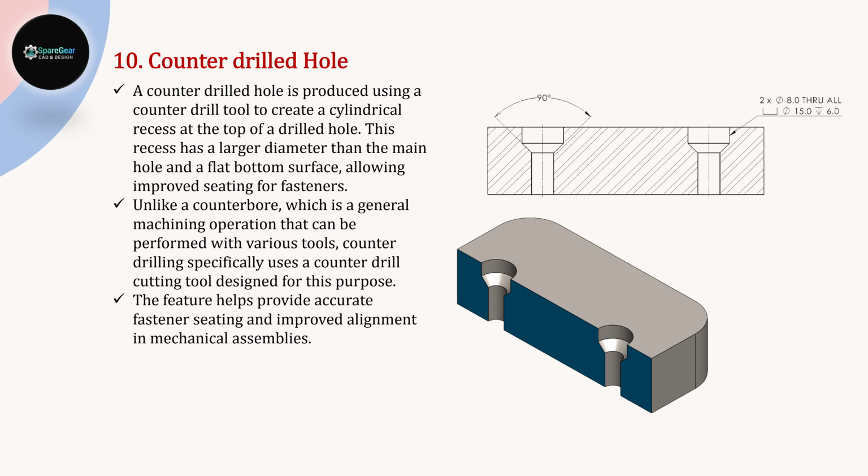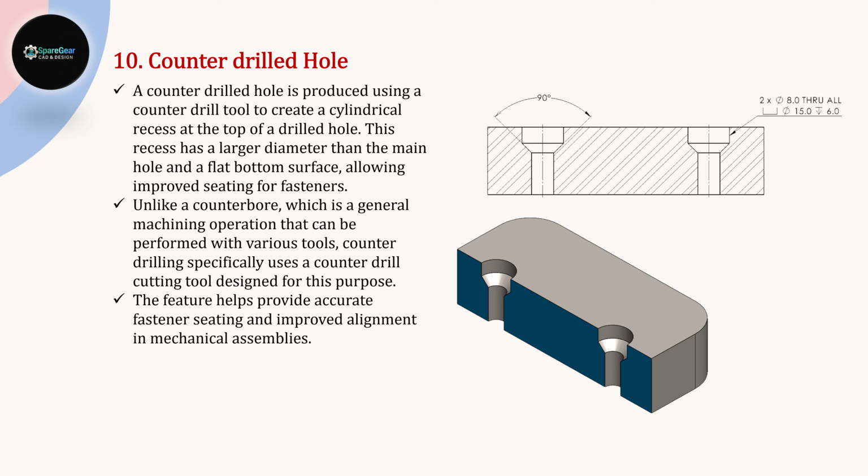A counter-drilled hole is produced using a specialized cutting tool called a counter drill. This operation creates a cylindrical recess with a flat bottom. Counter-drilled holes are commonly used in machine housings, fixtures, and precision assemblies where fasteners must seat accurately.